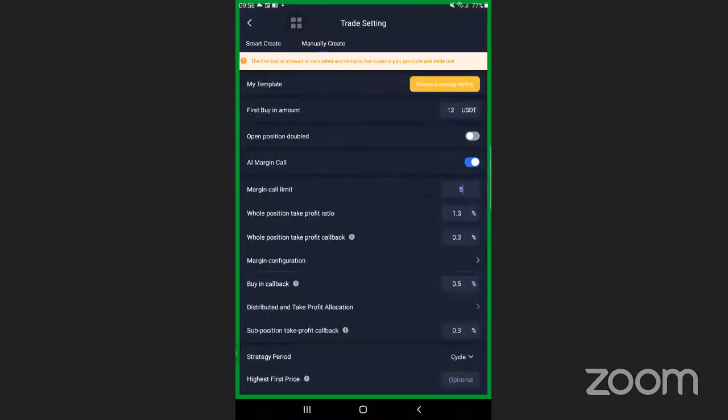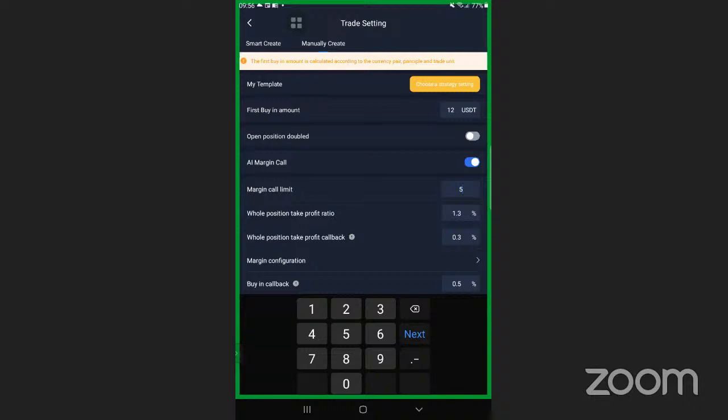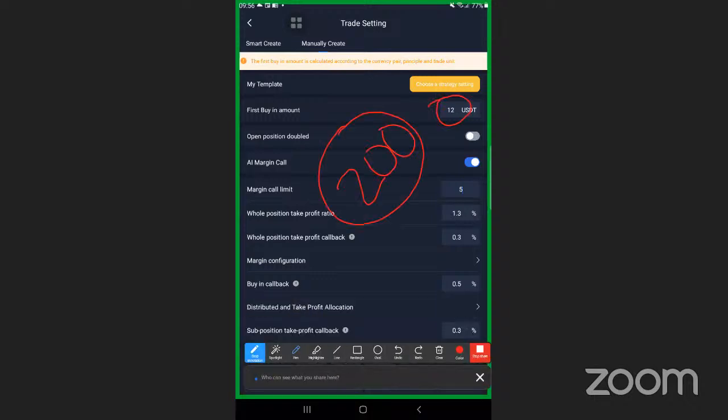We were doing wallet management. So we want to find out our first buy-in amount, because this 12 is not for us. It comes with the setting. So we want to find out according to our capital. We are using $100 in this training as an example. So 100 divided by 6.